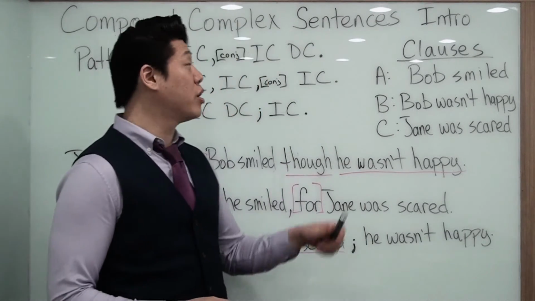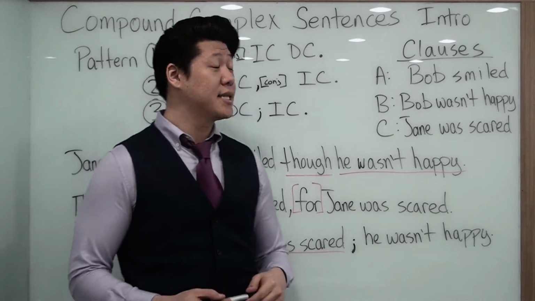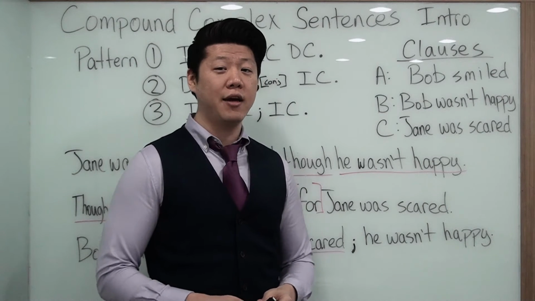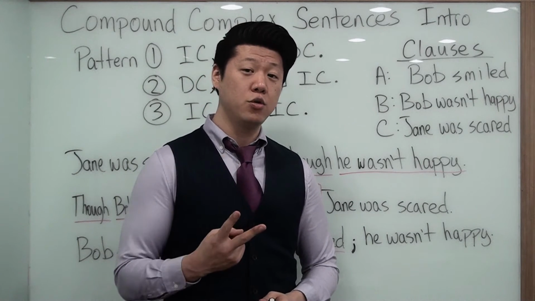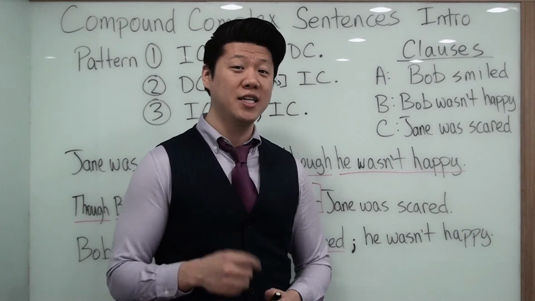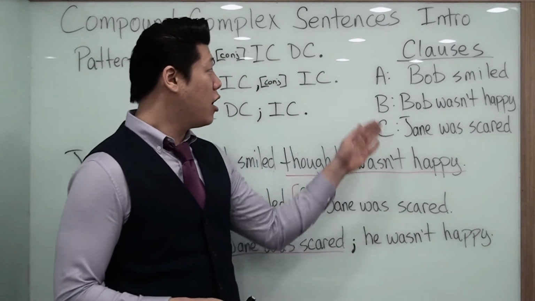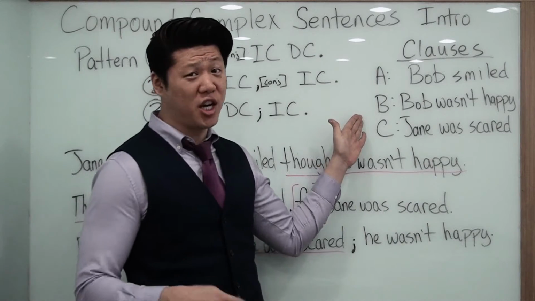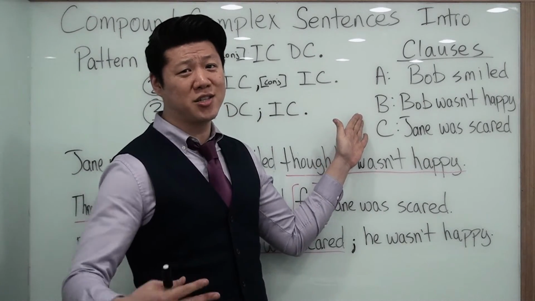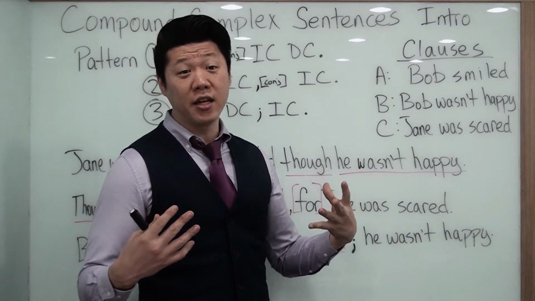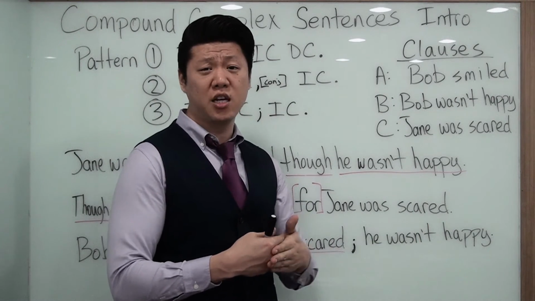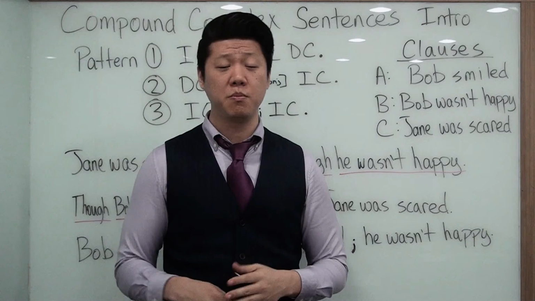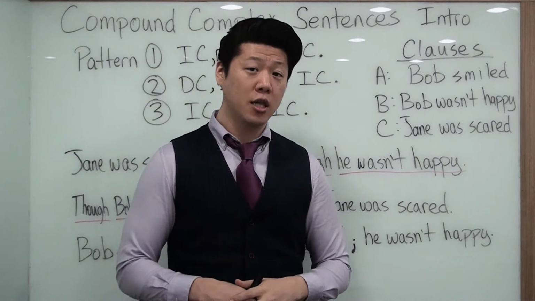As we just said, when we're making compound complex sentences, you need to have a minimum of 3 different clauses. You need to have 2 independent clauses and 1 dependent clause. Now, what is a clause? Clauses are just ideas. Clauses are just thoughts that we are having. They could be complete thoughts, independent clauses, or they could be incomplete thoughts, which makes them dependent clauses.